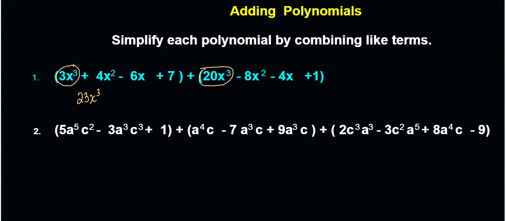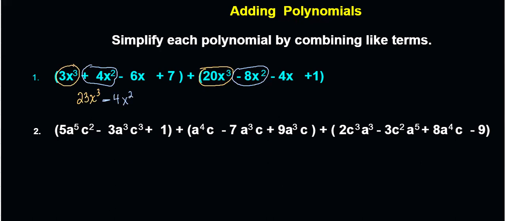Now let's go with the x squareds. So I've got a positive 4x squared, and I go all the way down, I've got a negative 8x squared. Well, the 8's bigger, so I know it's going to be a minus or a negative, however you want to look at that. The signs are different, so subtract. 8 take away 4 is 4. And carry along your x squared. Not too bad, is it? All right, let's keep going.